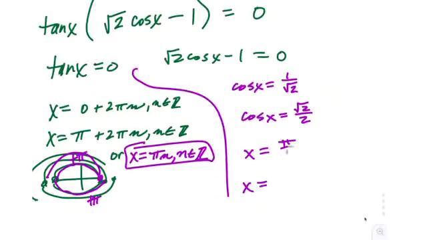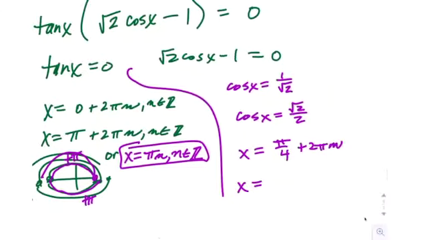Pi fourths, and cosine is positive when x is positive, quadrant 1 and quadrant 4, so that's 7 pi fourths, plus 2 pi n.